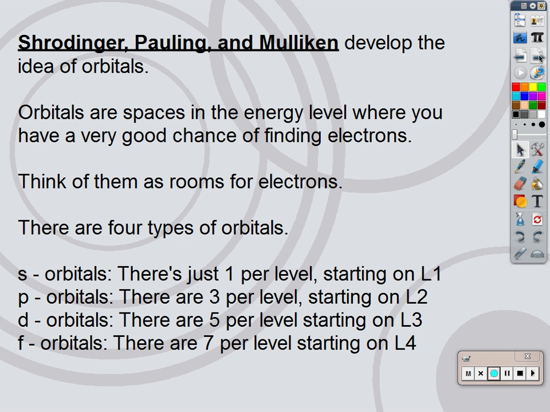The last type of orbital we know about is the f orbital. There are 7 of those on each level, starting at level 4. Again, level 1, level 2, and level 3 are too small to have f orbitals. Once you get to level 4, you've got a little extra room. You can fit the f orbital in there. So levels 4, 5, 6, and 7 have these f orbitals.